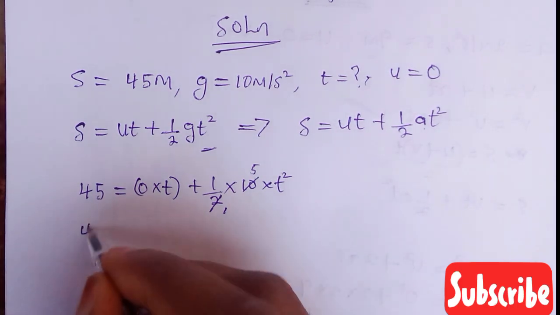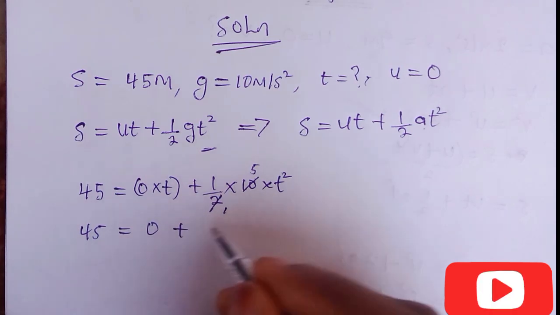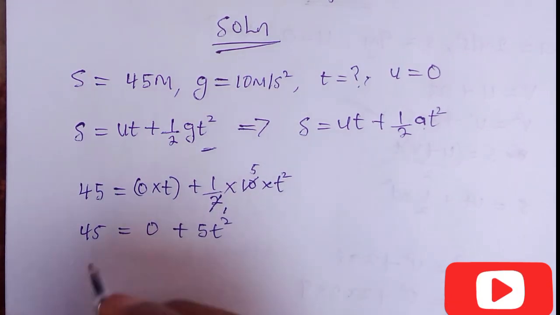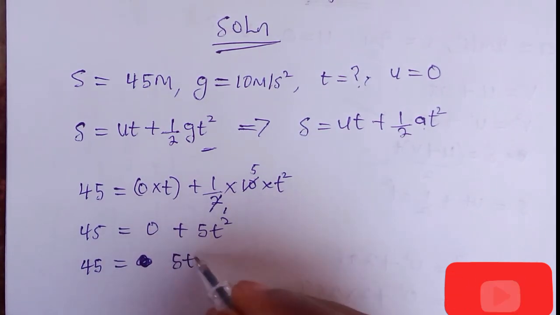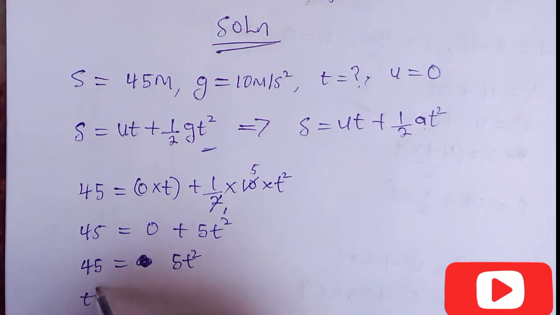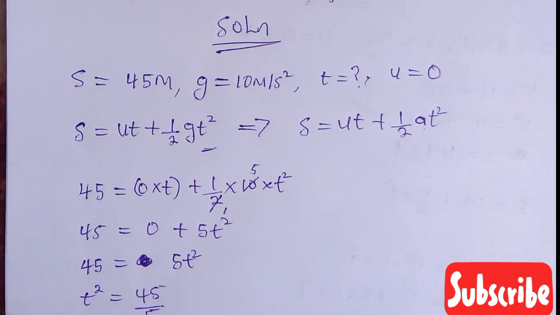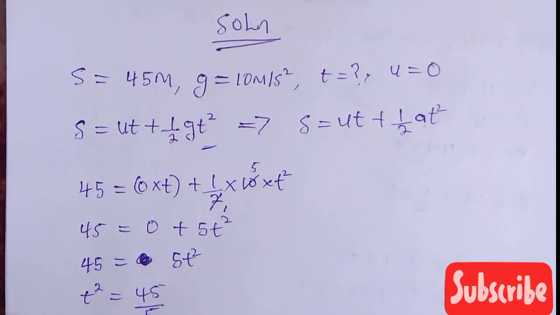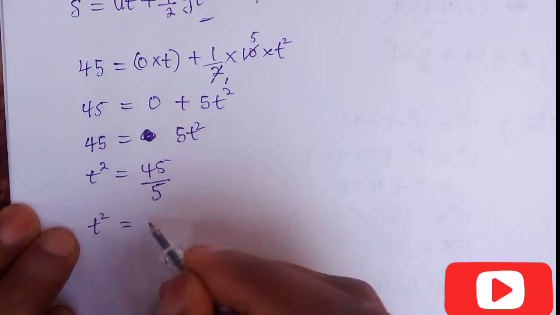Then we have that 45 is equal to 0 times t is 0 plus 5t squared. Then 45 is equal to 0 plus this 0, 5t squared. Then t squared is equal to 45 divided by 5. Divided both sides by 5 gives us this. When we divide that, give us t squared is equal to 9.